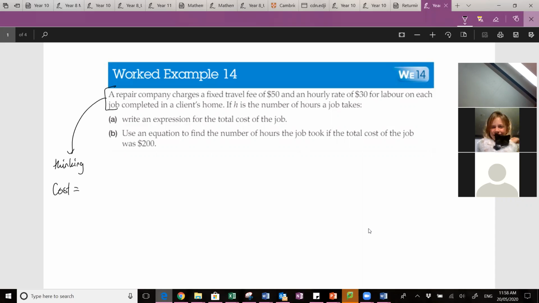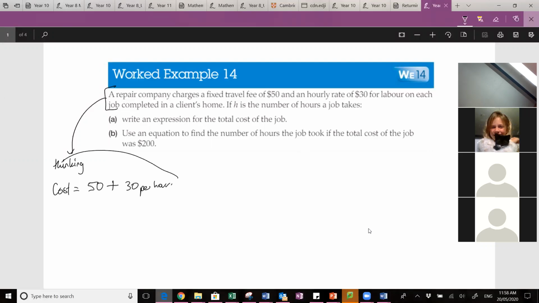So what happens with the charge for the cost? Anyone? What's the first thing you get charged? The travel fee. $50. Yeah, you get charged the travel fee, $50 first. And then what do you get charged? $30 per hour. Yeah, $30 per hour. Okay, so that's some thinking. That's the sort of thing that goes on in my head, and sometimes I would write that down as well down the side.